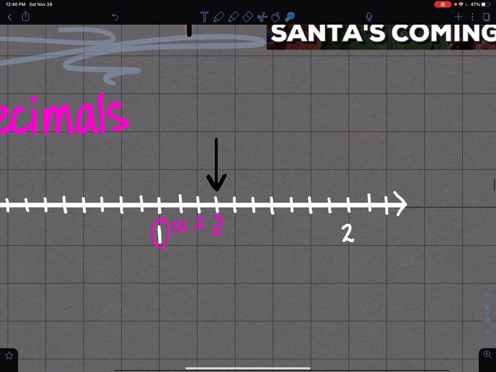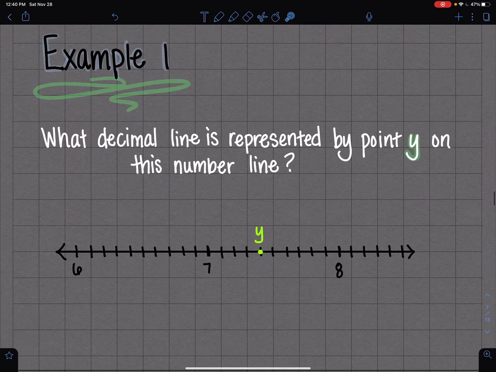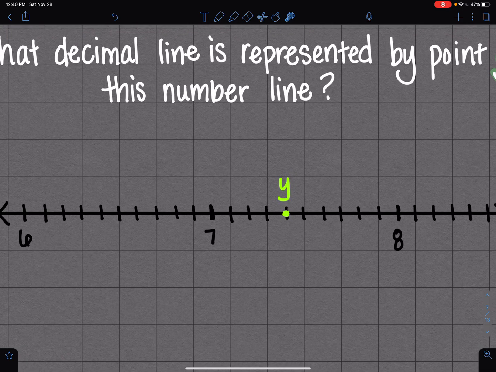Let's do example 1. Example 1 says, what decimal is represented by point Y on this number line? So here's point Y right there, and we're going to figure out what decimal it is. Now, in order to do this, we've got to make sure, is this divided into 10 segments? Because if it's not, I would probably not do a decimal, I would do a fraction instead. But if it's divided into 10 segments, then we can do it.